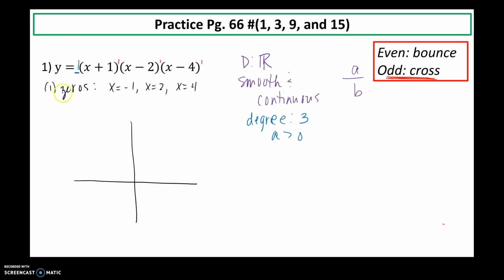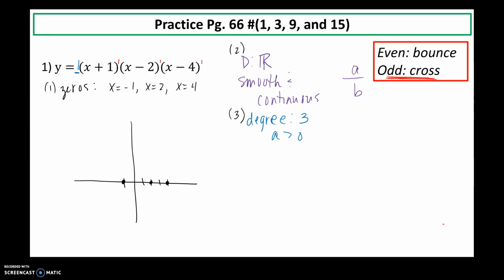So I guess if I'm going in order: zeros, identify the domain, identify the degree and the behavior of the lead coefficient, and now we go to graph. So the easy part is actually putting on the x-intercepts. -1, +2, +4. All of these are going to cross through the x-axis. We're not going to have any bounce points.